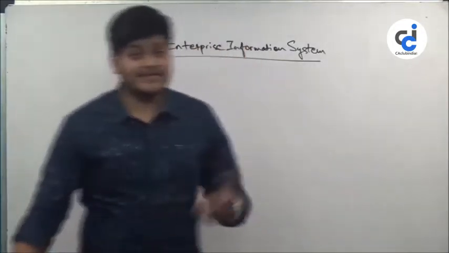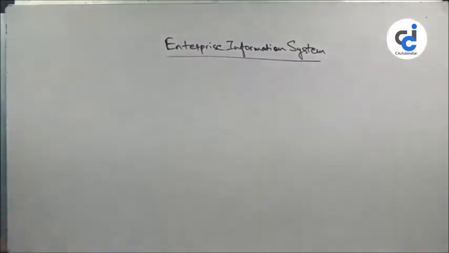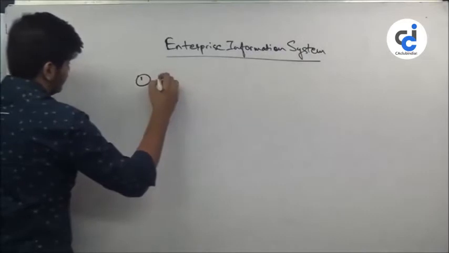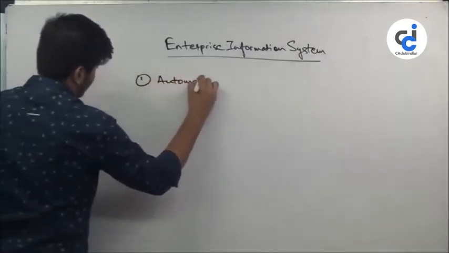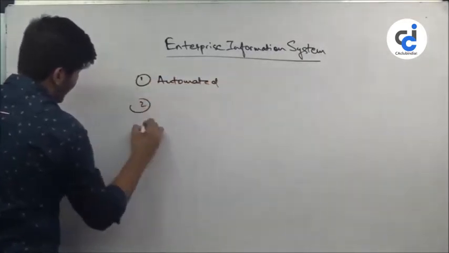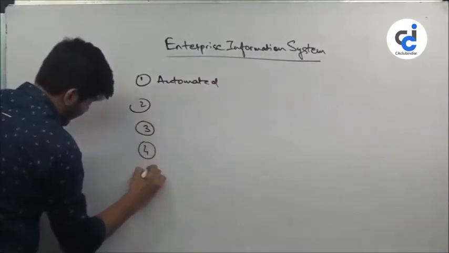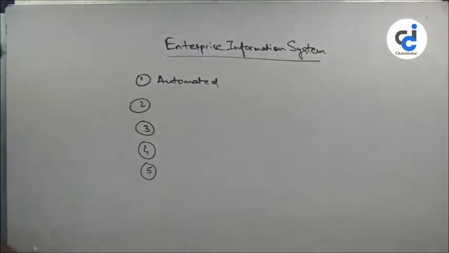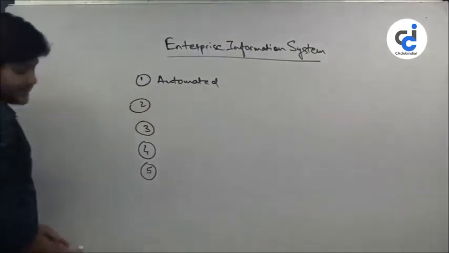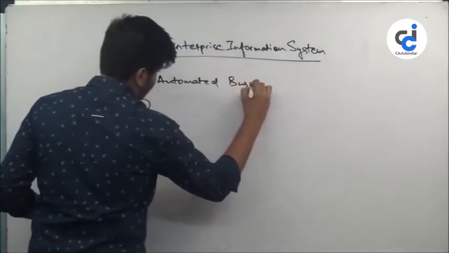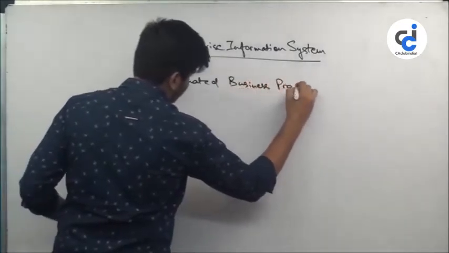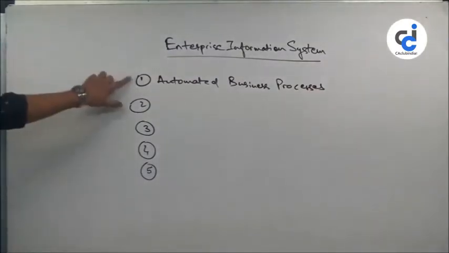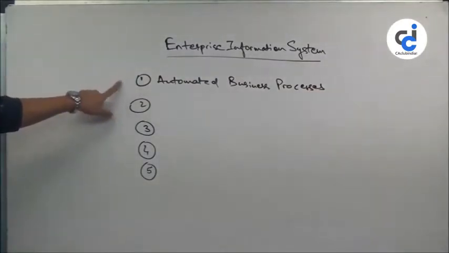So we'll start by discussing the syllabus. तो देखते हैं syllabus में क्या क्या है. First of all, we have a total of 5 chapters. The first chapter is automated business processes. Now this chapter is more like BPA, we'll come to that when we discuss it.